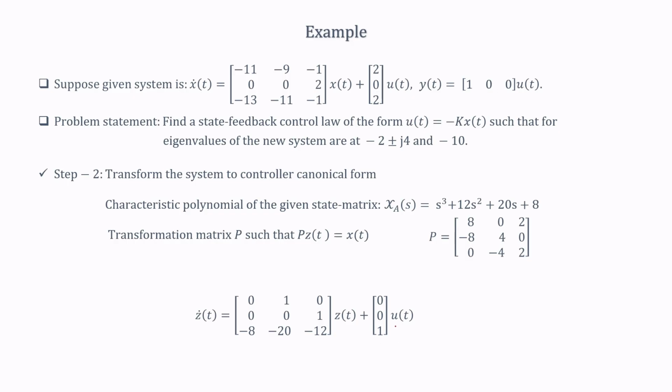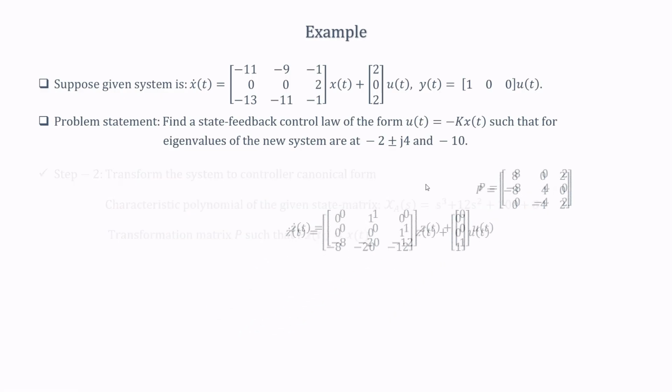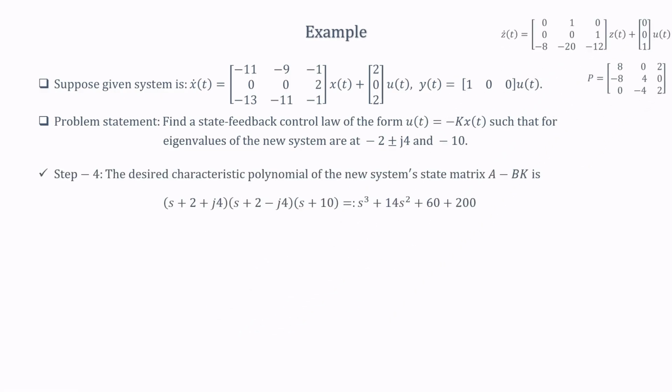So, now I have to come up with a control law u so that we get to the desired eigenvalues. So, what are our desired eigenvalues? These are our desired eigenvalues. Let us see what the desired characteristic polynomial is. Since these are our desired eigenvalues, the characteristic polynomial that we desire is (s plus 2 plus j4)(s plus 2 minus j4)(s plus 10). If this is the characteristic polynomial of the new matrix, then I know that the matrix has eigenvalues at these three locations. And if you multiply it out, this is the matrix that you get.